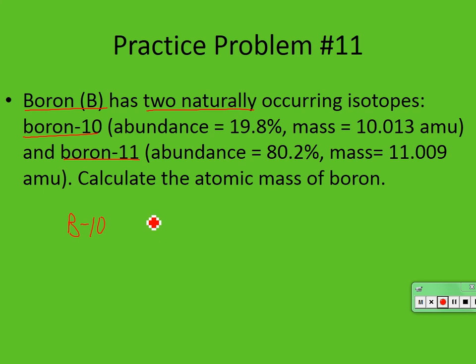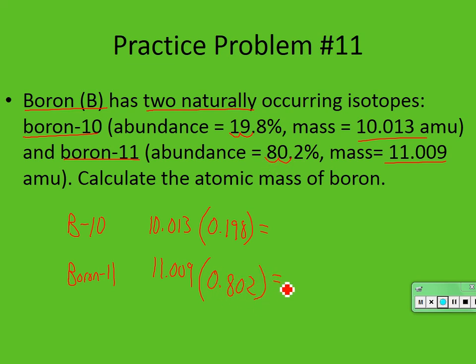So its mass was 10.013, and we're going to times it by its percent abundance. How do you change it? Move it 2 decimals to the left, so 0.198, and that will give you something. Okay, for boron 11, we can take its mass, which was 11.009. Again, I'm getting that from these numbers here. Timesing it by its percent abundance would be what? 0.802. Okay?